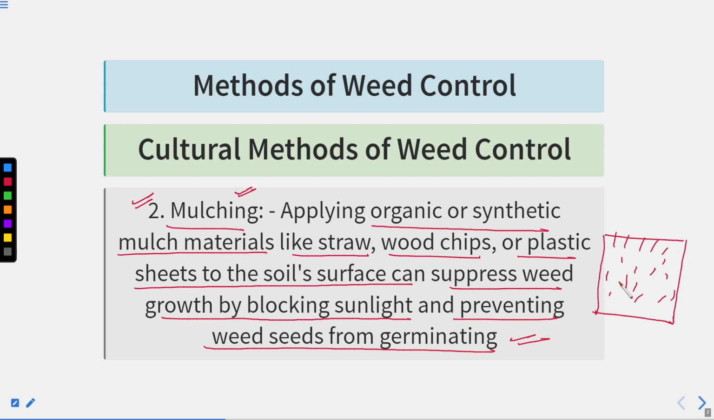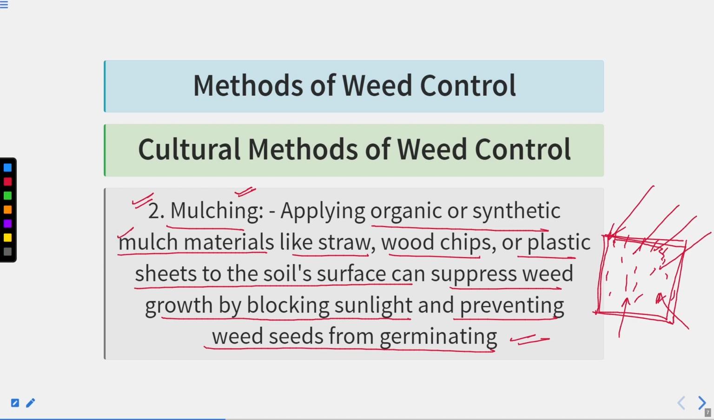Some weeds are growing. The crop seeds have not yet germinated, right? So at this time, you can cover it with a plastic bag. You can cover it with the plastic bag, right? This plastic bag will hinder the sunlight, and the sunlight will not reach the weeds that are present there. So what will happen? All these weeds will dry up and ultimately die off, right?